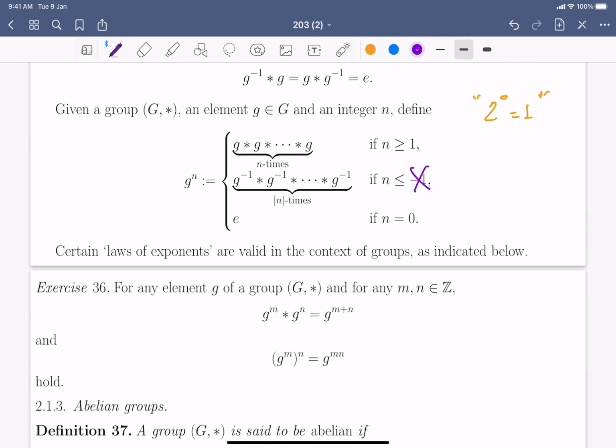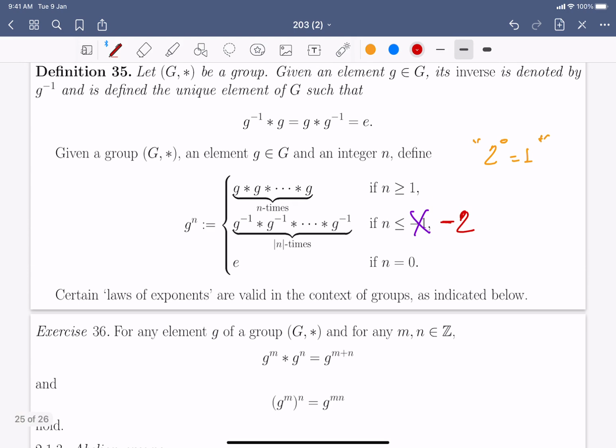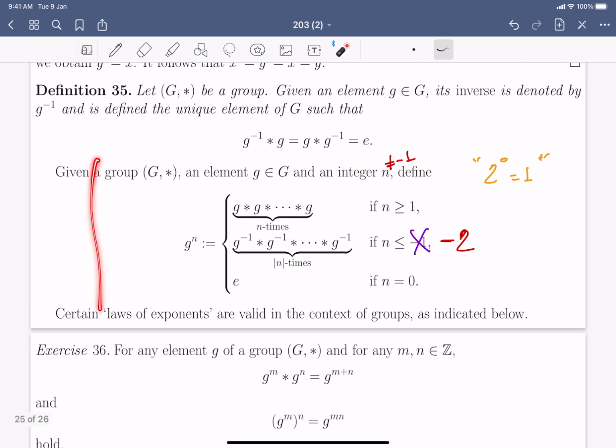So this is bad. This has to be -2, and so for an integer n not equal to -1, now this is good. So given a group (g, star) and an element g inside G, and an integer n other than -1, after defining g raised to -1, our next task is to define g raised to n for any integer n other than -1. So that's what we have defined. So now things make sense.